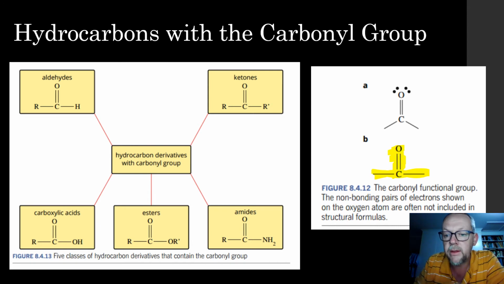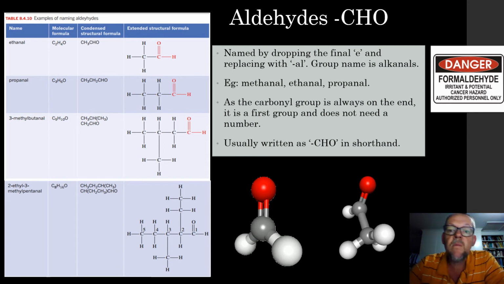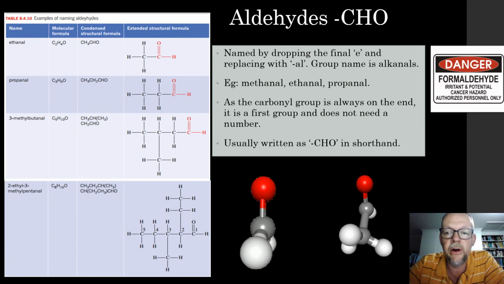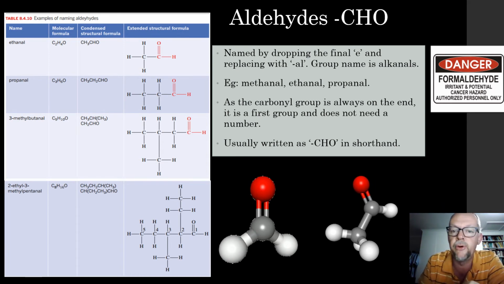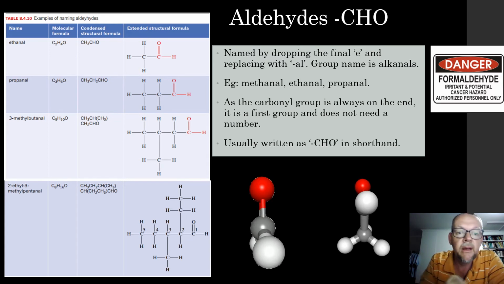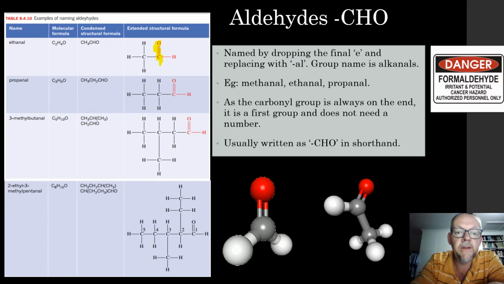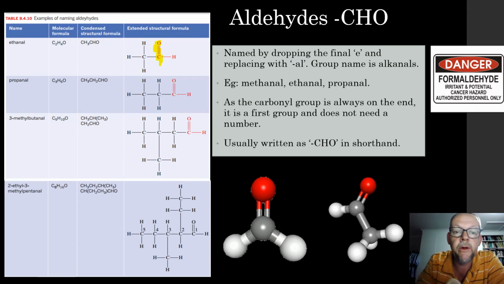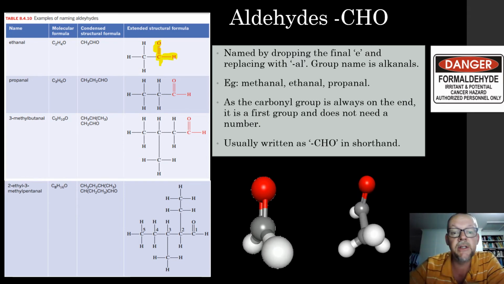Now if we look at hydrocarbons with the carbonyl group, so we've just got that hydrocarbon chain with the carbon with a double bond to the oxygen. Now we're going to have 5 main groups we're going to look at here: aldehydes, ketones, carboxylic acids, esters, and amides. So aldehydes are the first, and I mentioned formaldehyde or methanal already. So what can we see?